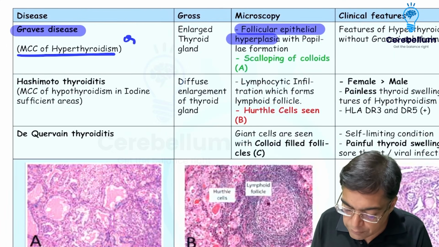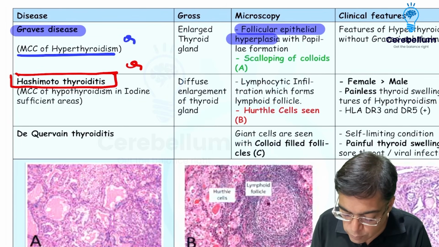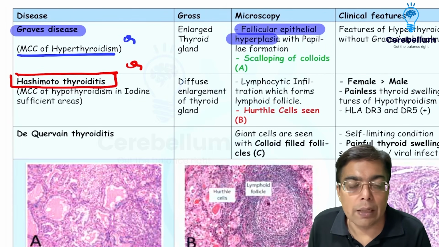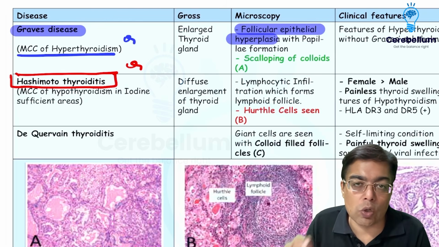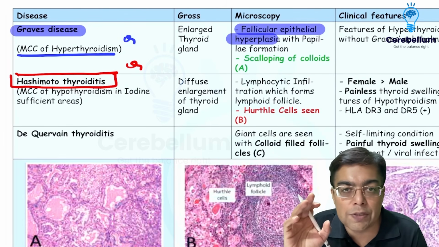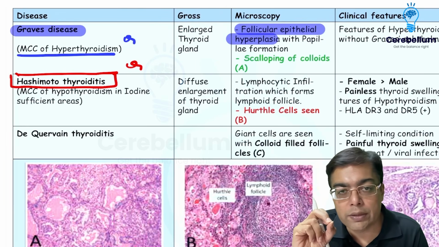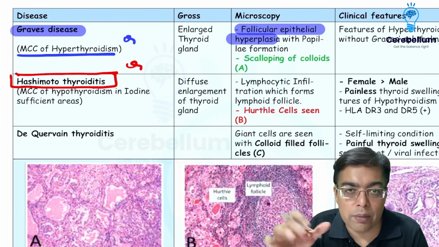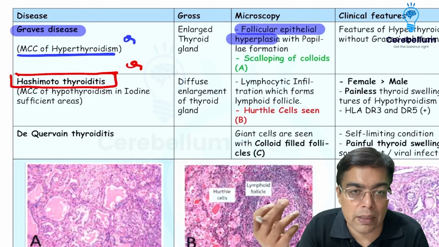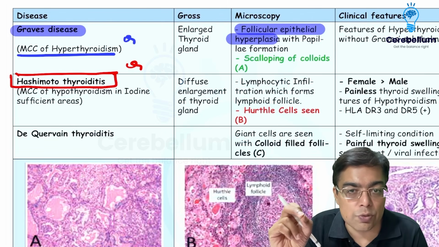The second important fact that we need to remember is the condition associated with hypothyroidism, that is given the name of Hashimoto's thyroiditis. Hashimoto's thyroiditis is seen as a common cause of hypothyroidism, particularly in those areas where there is a sufficient amount of iodine present, right? Now, this condition is associated with an increase in the size of the thyroid because the thyroid wishes to synthesize more T3 and T4. But because of the autoimmune problem over here, HLA-DR3 and DR5 are associated.